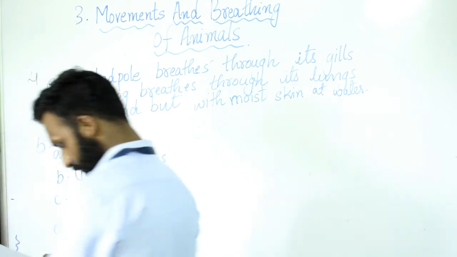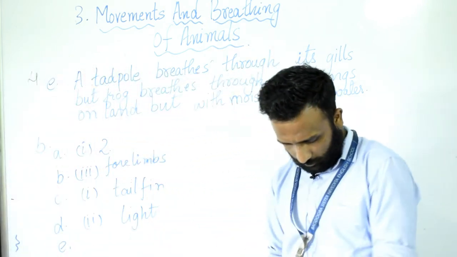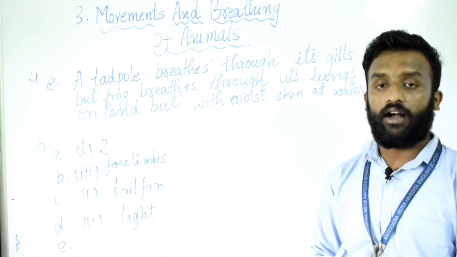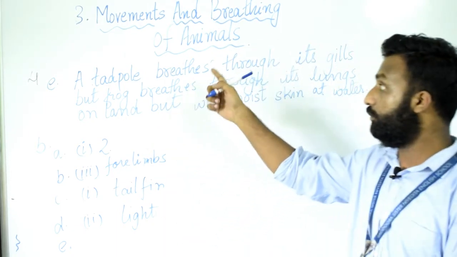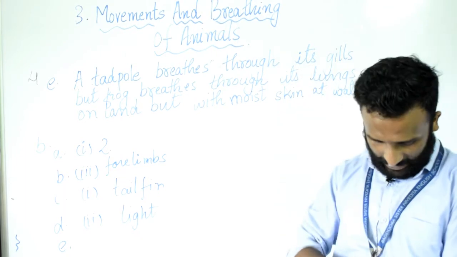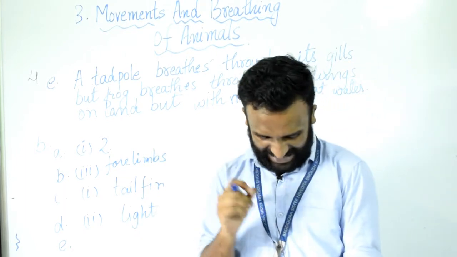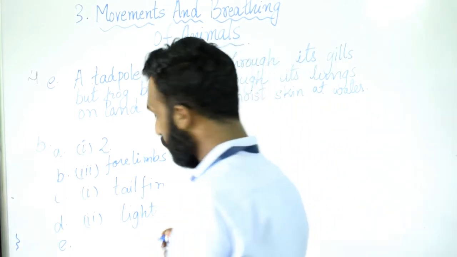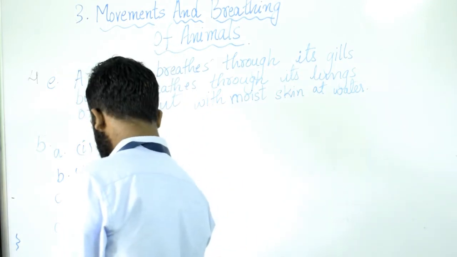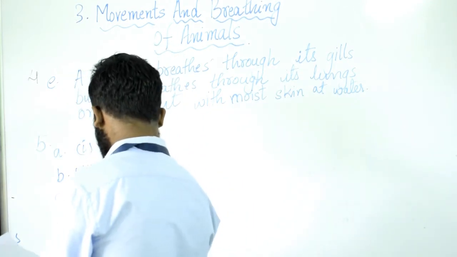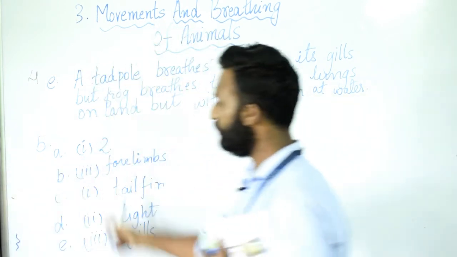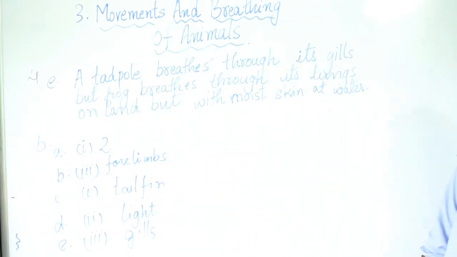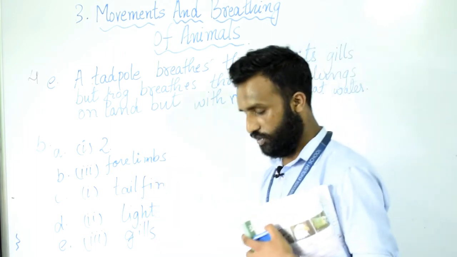Then the last one: a tadpole breathes through its dash. In the previous question, a tadpole breathes through its gills. The options given here are lungs, skin, gills, fin. So it breathes through its gills, which is option 3. So these are the answers for question 5, the multiple choice questions.